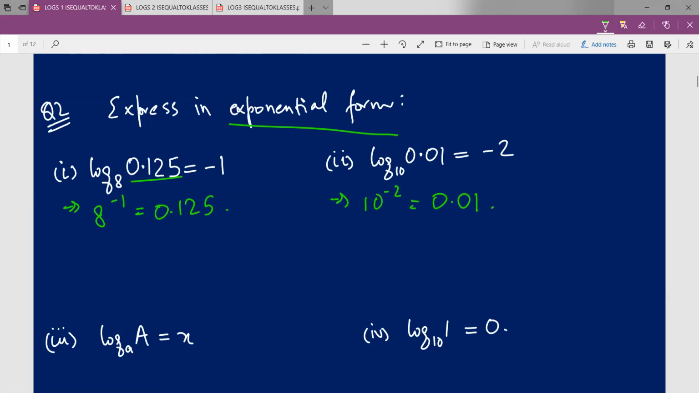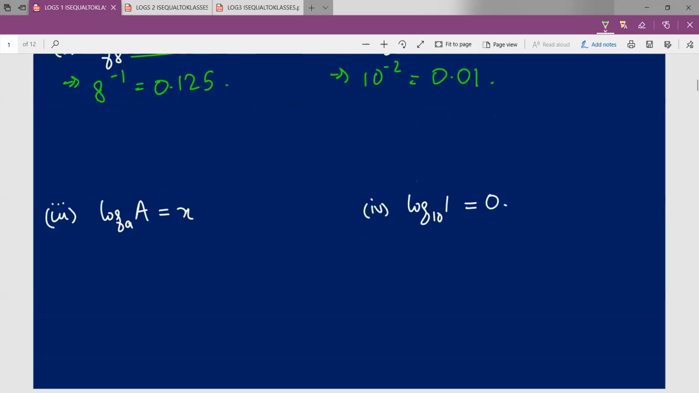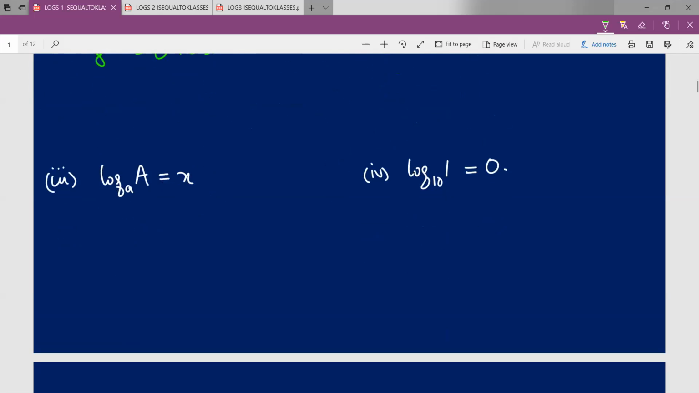Okay, moving on to the second last subpart of this video. Log of capital A to the base cursive A is equal to x. So I can write this as cursive A raised to the power x is equal to A. So this is the exponential form, and this is the log form. So I have to convert log into the exponential form and you'll be good to go.